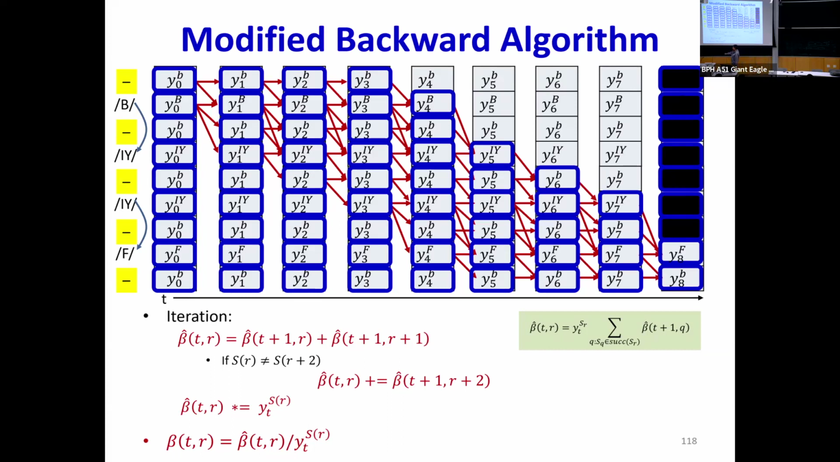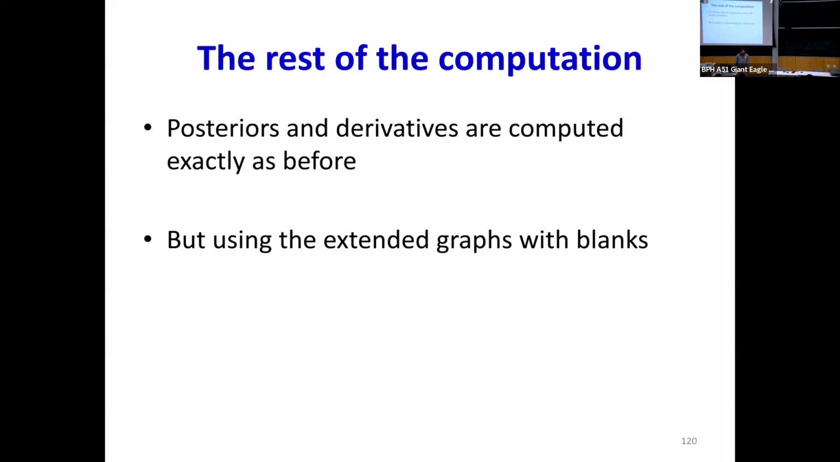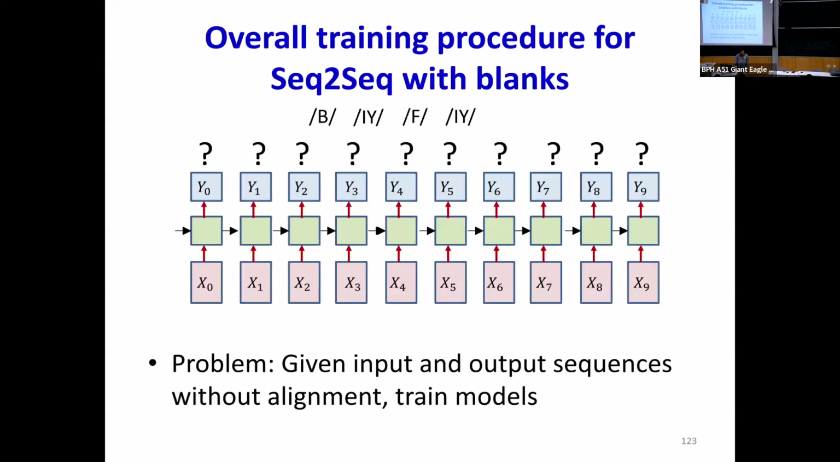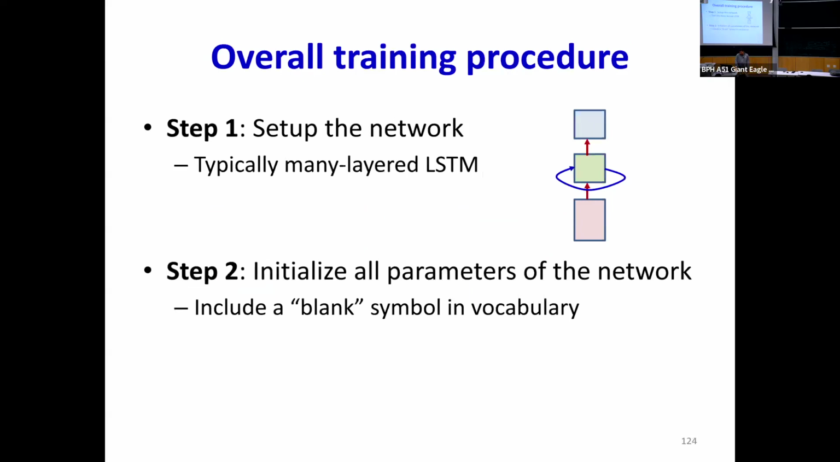This is still computing beta hat. To convert it to beta, you have to divide it by the probability of the node itself. And so posteriors and derivatives are computed exactly as before, but using the extended graph with blanks. And so the overall training procedure, you're going to have to set up your initial network somehow, initialize it, and then initialize all the parameters of the network.